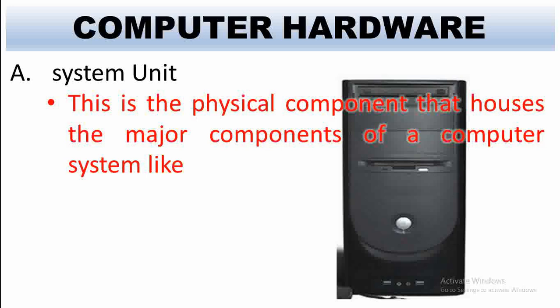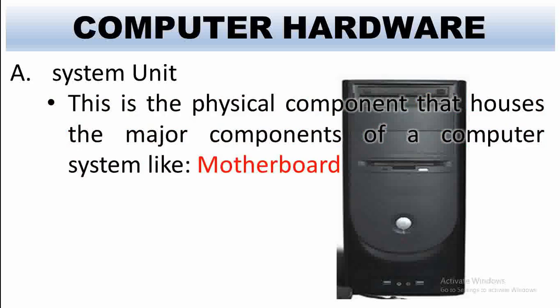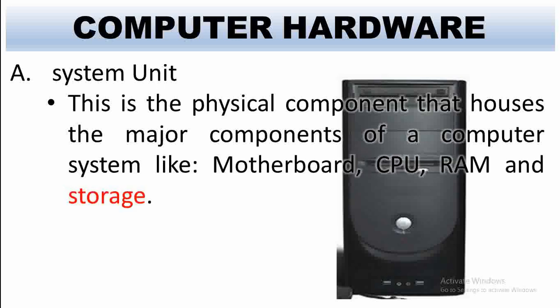So what are those components? We have the motherboard, that's the one people call panel. People say panel, we call it motherboard. We have the CPU, the central processing unit, one of the components inside the system unit. We have the RAM, that is random access memory. We have the storage like the hard drive, where all our information is stored on the computer system. Everything is found inside the system unit.